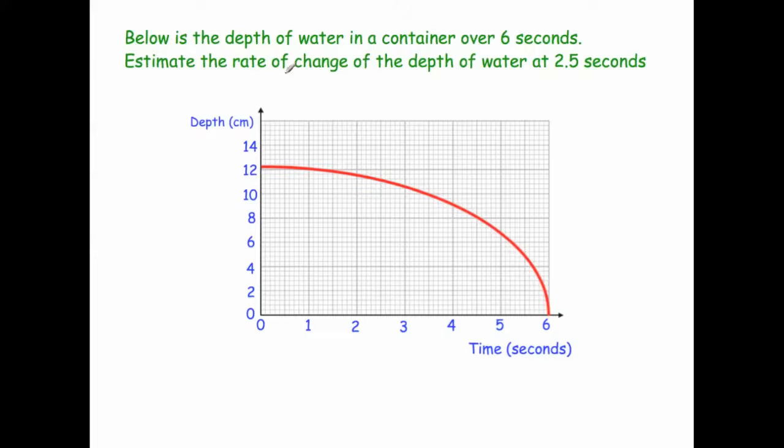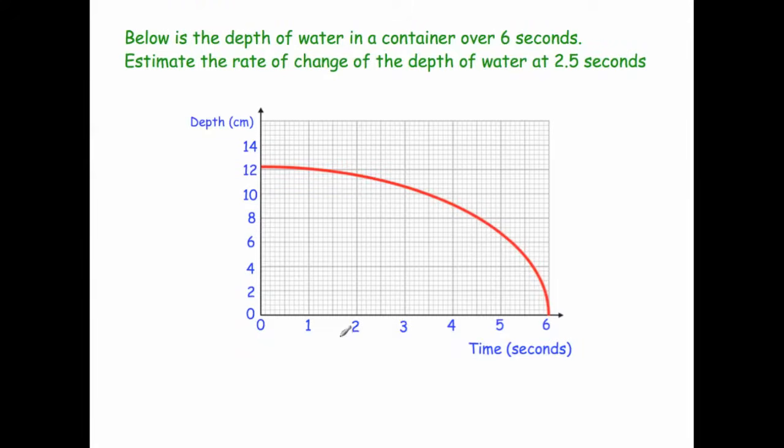Okay, and our last example. The last example says, below is the depth of water in a container over 6 seconds. So you can see the container's got a certain amount of liquid in it, just over 12 centimeters at the very beginning, and it's leaking and it's losing water, and by 6 seconds it's empty. And we've been asked to estimate the rate of change of depth of the water at time equal to 2.5 seconds. So again, what we're going to do is draw a tangent at 2.5 seconds.